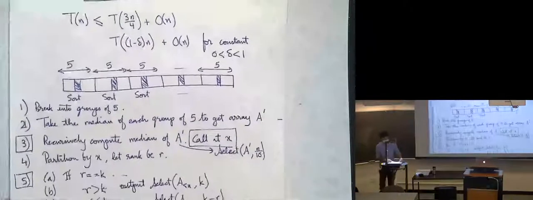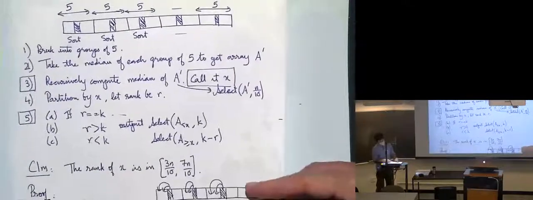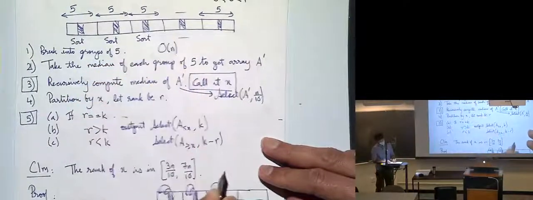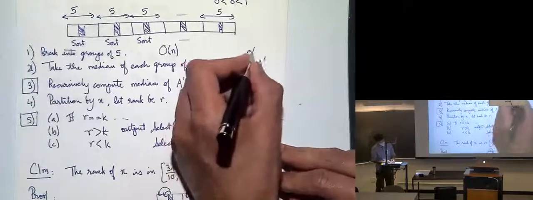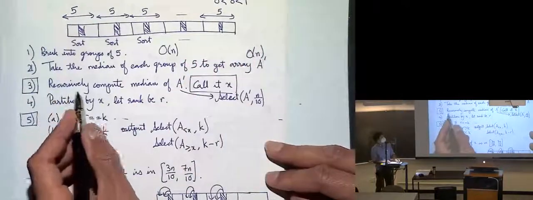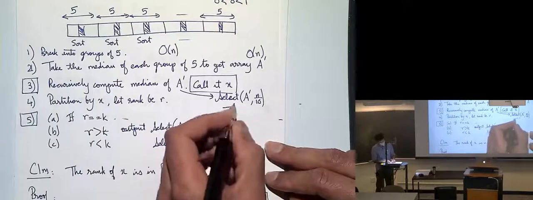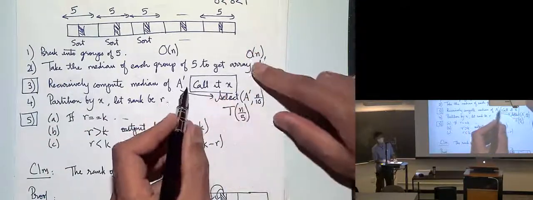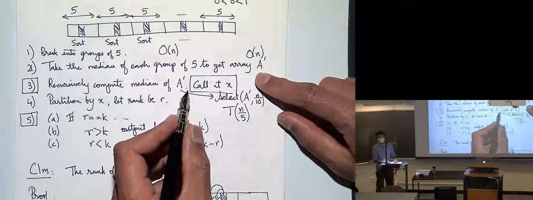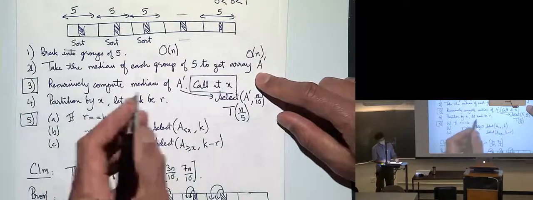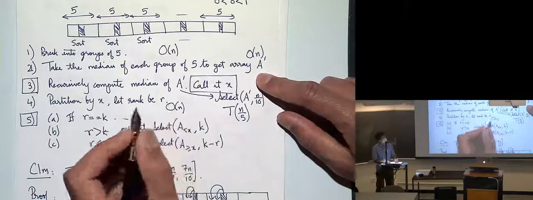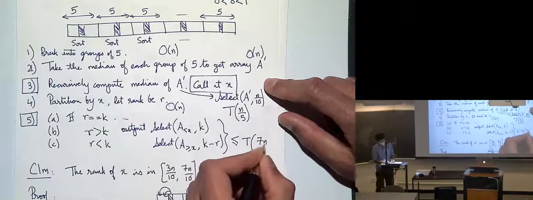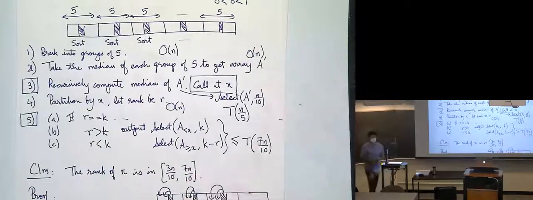So let us now look at the running time of our algorithm. First, linear time. Second, linear time. Third step is T of n over 5, because you have to compute the median of n over 5 things. Fourth, O of n. The last step is at most T of 7n over 10.